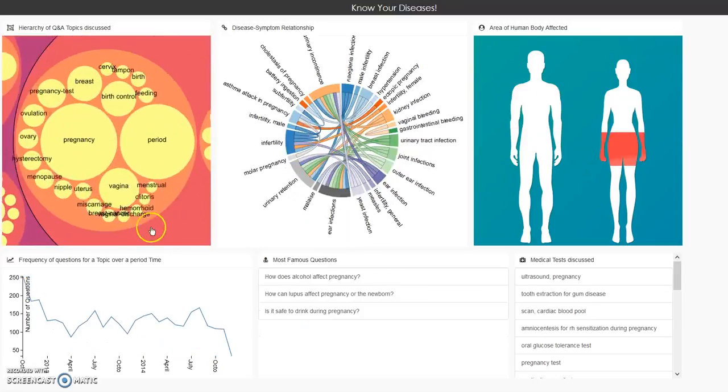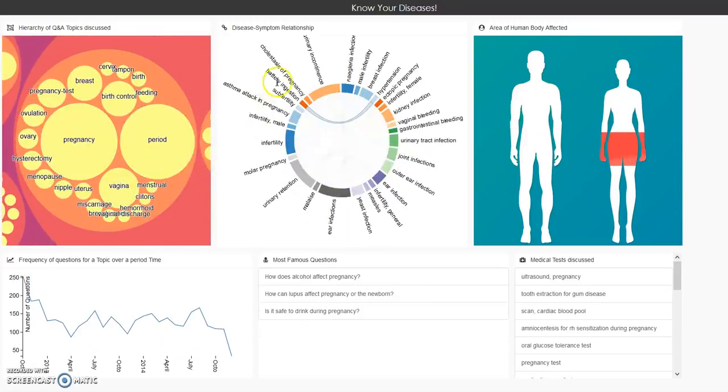Let's say in case of women pregnancy, we see a bunch of terms like pregnancy, infertility, infection, a lot of terms related to pregnancy in this chart.